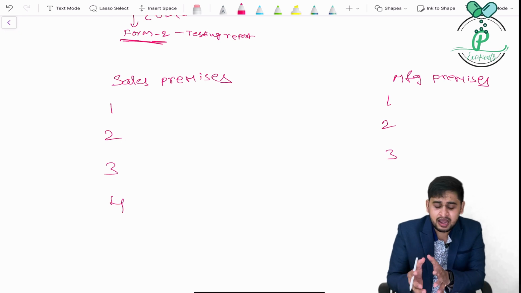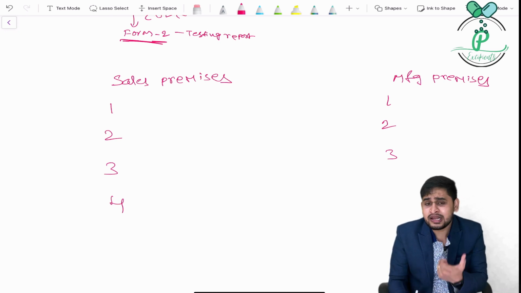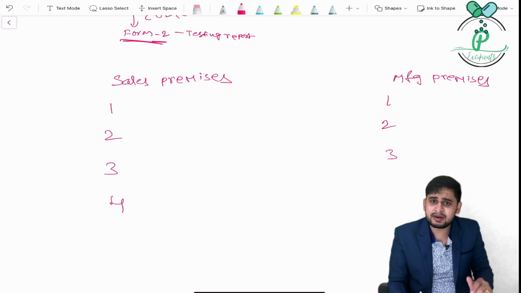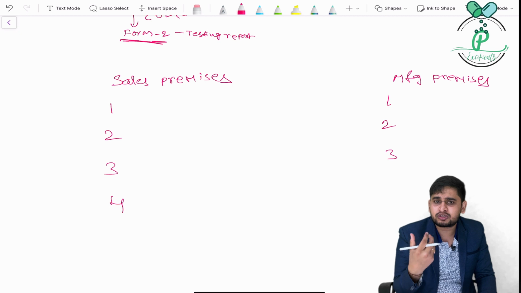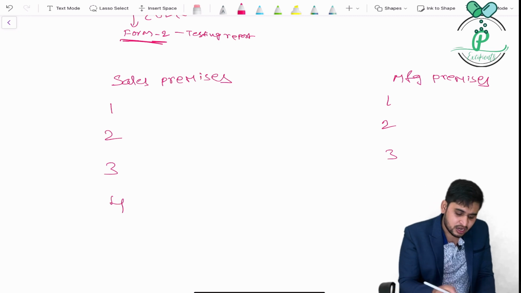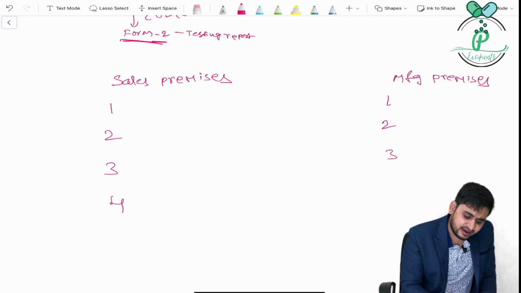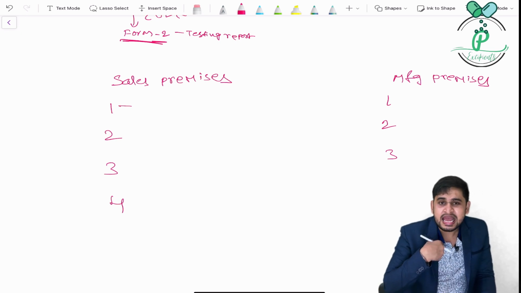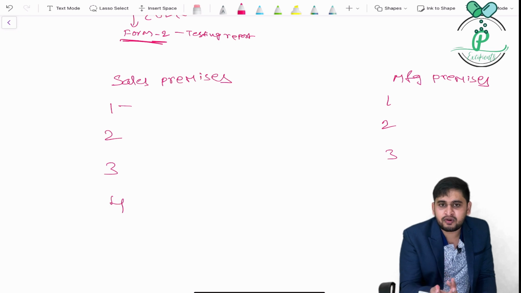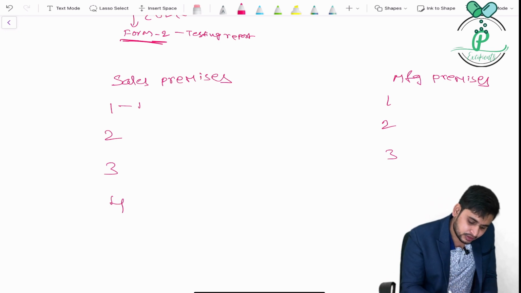I'll tell you the reason, but before that, I'll explain the sales premises. So why are 4 samples taken, right? In the sales premises, the first sample collected by the drug inspector will be given as the reference sample to the shopkeeper. The first sample is the reference sample of the shopkeeper.